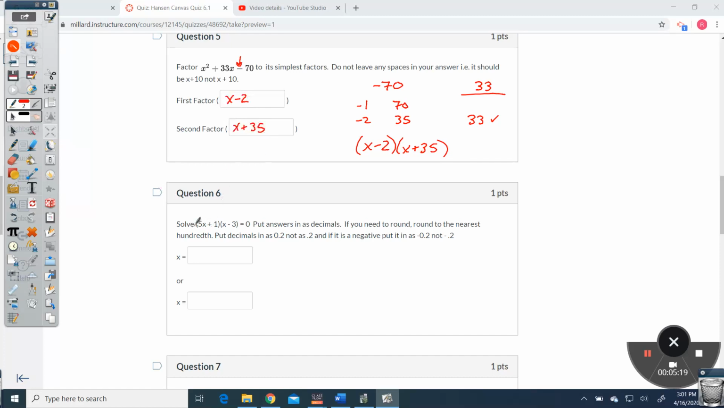Now in question 6, it says solve, and it says equals 0. So there's an important idea with this.